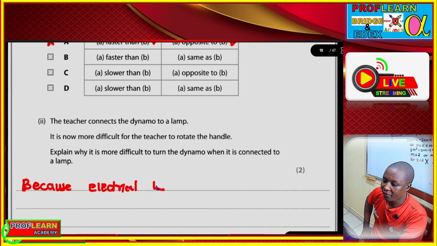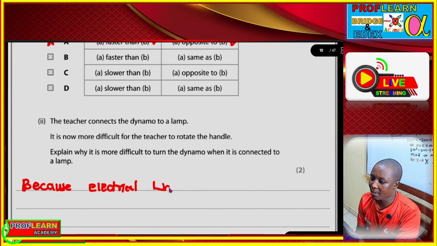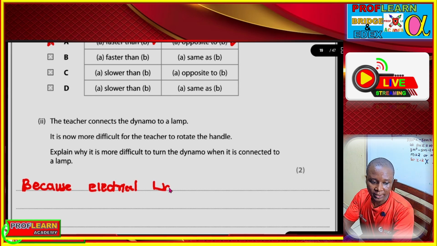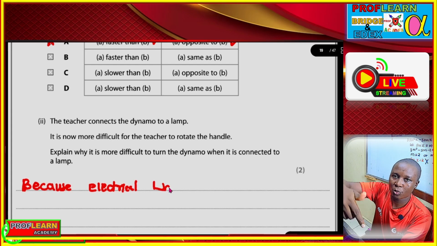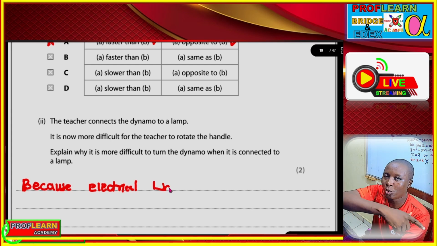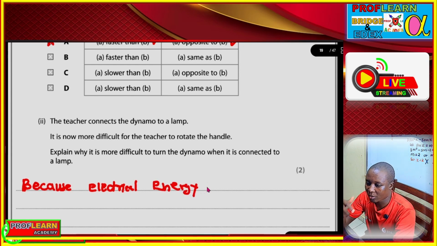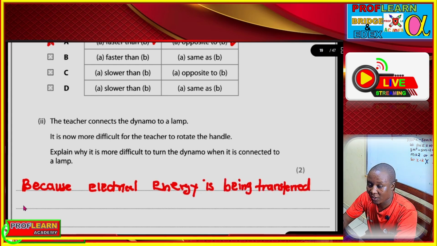Explain why it's more difficult to turn the dynamo when the lamp is connected. Remember, when the lamp is connected, some electrical energy is transferred. So when electrical energy is transferred, the teacher has to do more rotations in order to replace the used energy. So we're going to say electrical energy is being transferred to the lamp.